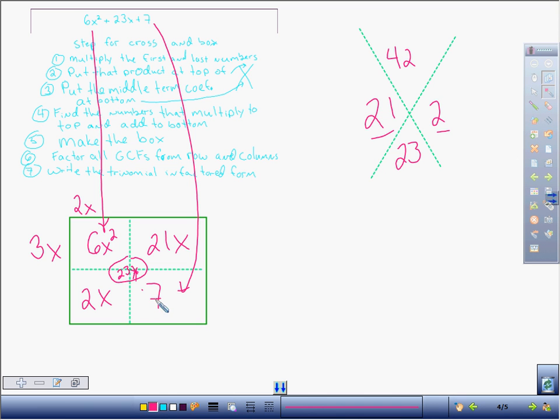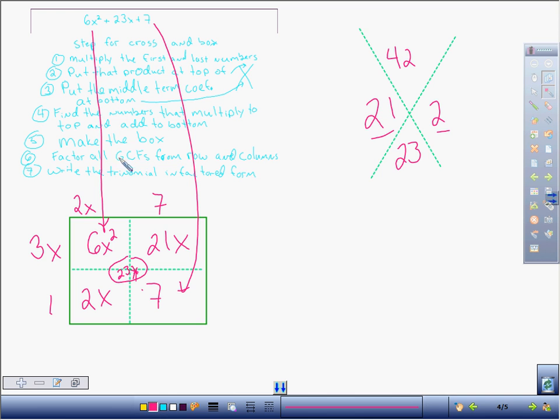And then you can either pull out the greatest common factor from here. What's the greatest common factor in this row? Or I could say 2 times what number will give me 2x? 2x times what gives me 2x? 1, right? And 3x times what will give me 21x? 7. Or you could just look at this, right? You have to put a 7 here because these two have to multiply to this, okay?